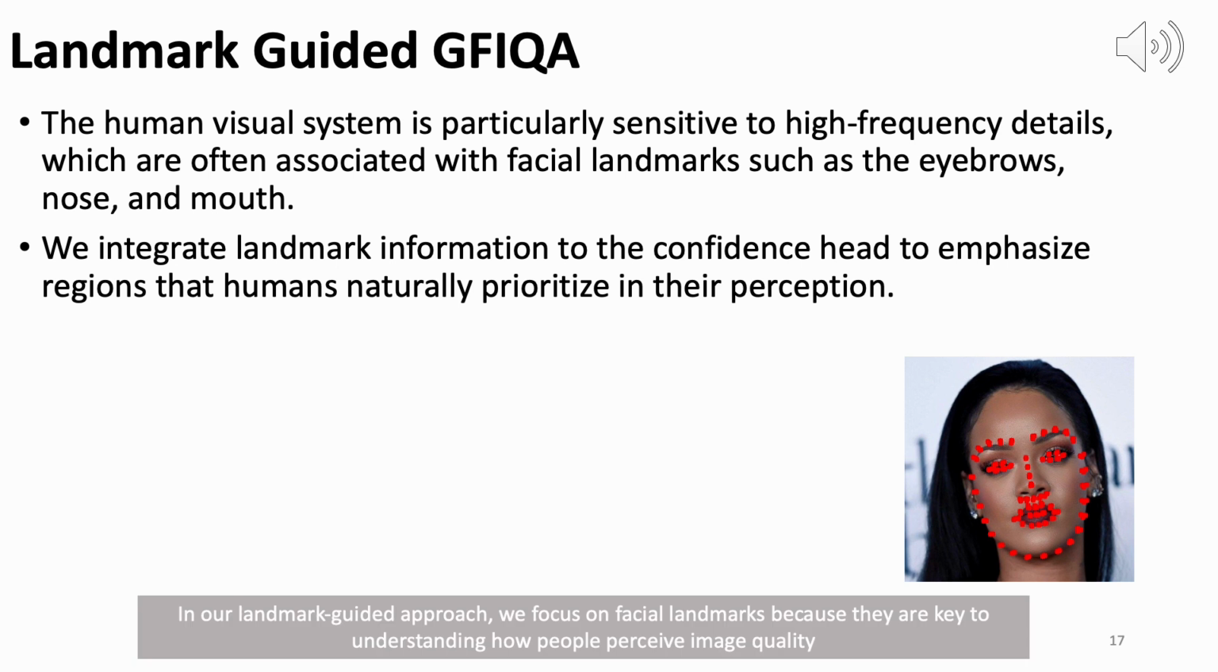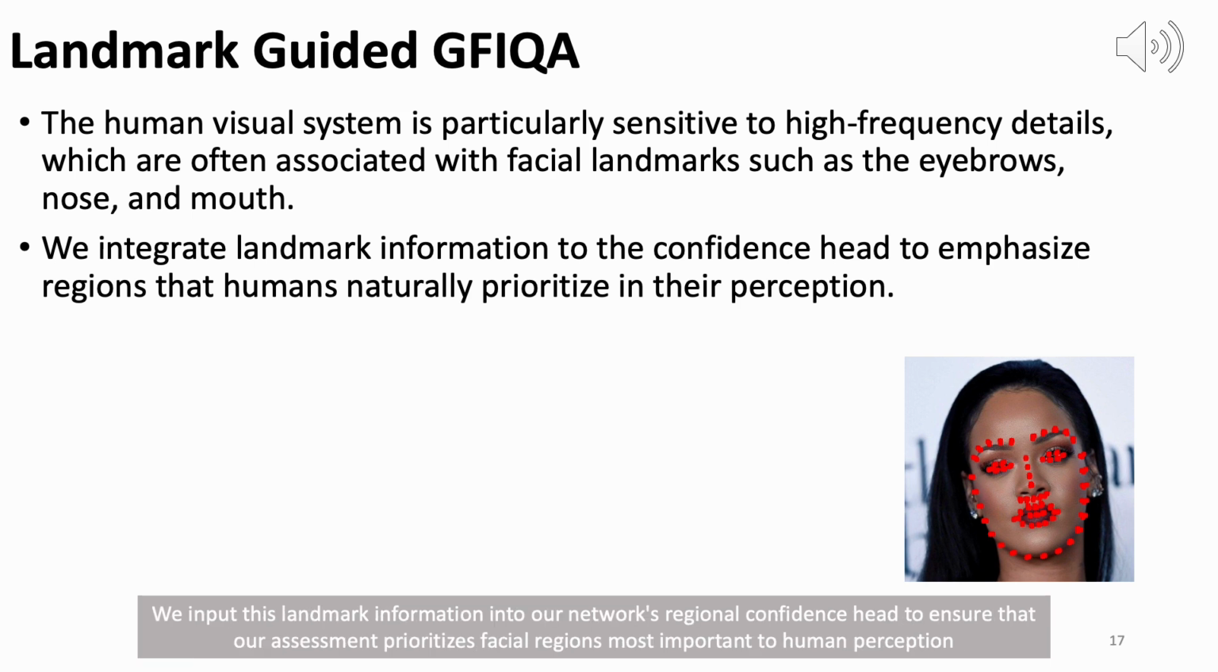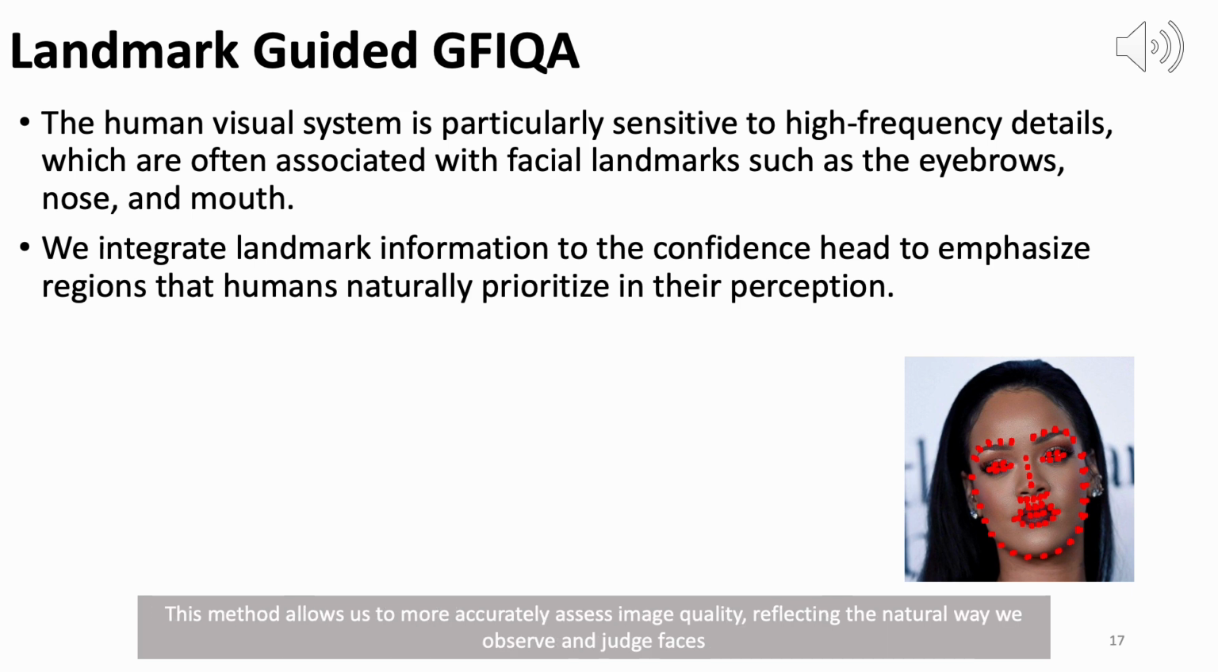In our landmark-guided approach, we focus on facial landmarks because they are key to understanding how people perceive image quality. The human eye is particularly sensitive to details in facial features. By identifying and emphasizing these landmarks, our model can more accurately assess image quality. We input this landmark information into our network's regional confidence head to ensure that our assessment prioritizes facial regions most important to human perception. This method allows us to more accurately assess image quality, reflecting the natural way we observe and judge faces.